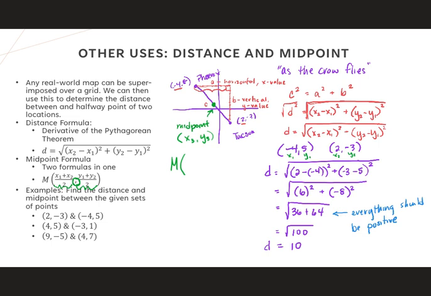So x1 plus x2 is going to be negative 4 plus positive 2. y1 plus y2 is going to be 5 plus negative 3. So negative 4 plus 2 is a negative 2. 5 plus negative 3 is positive 2. So our midpoint is going to be at negative 1, positive 1.